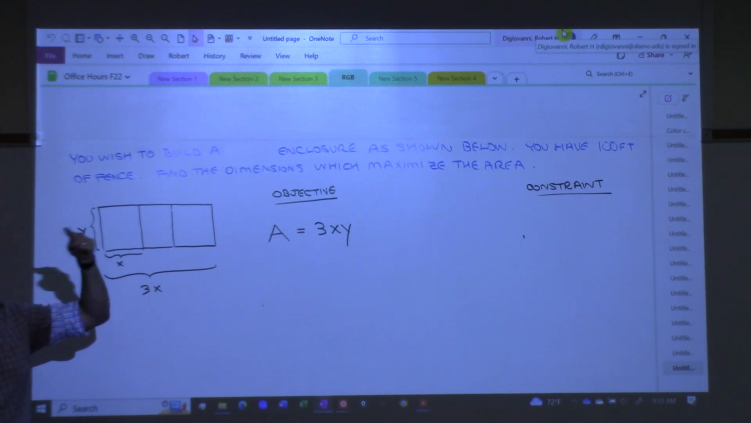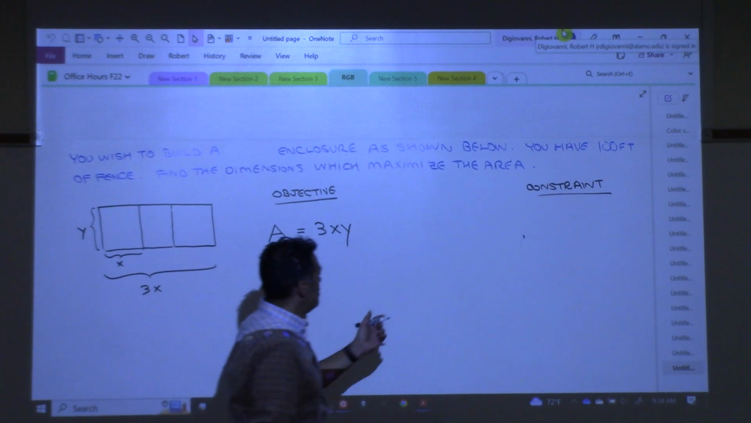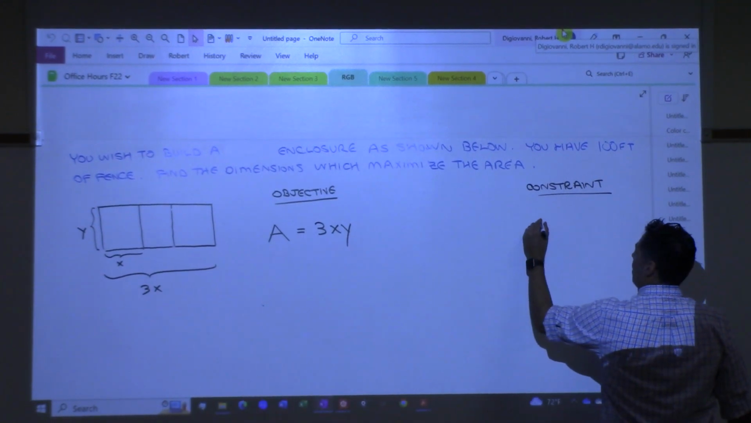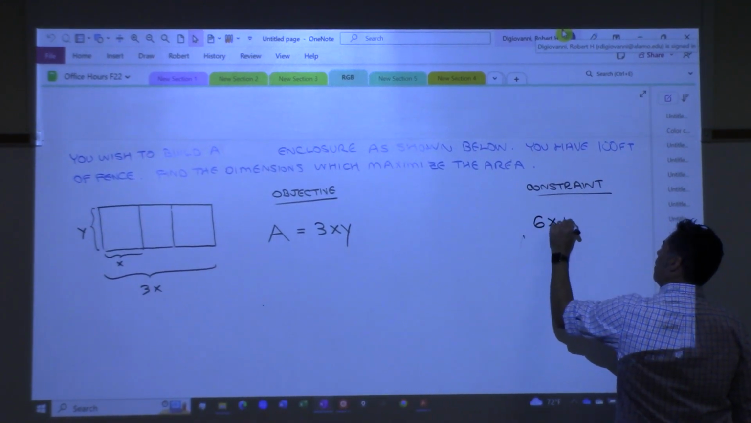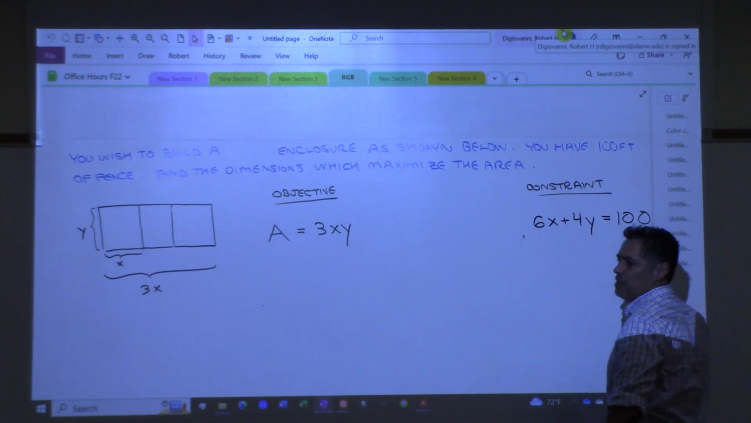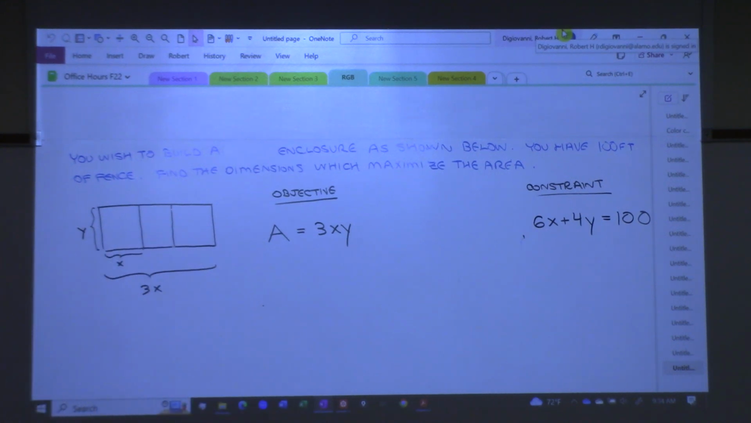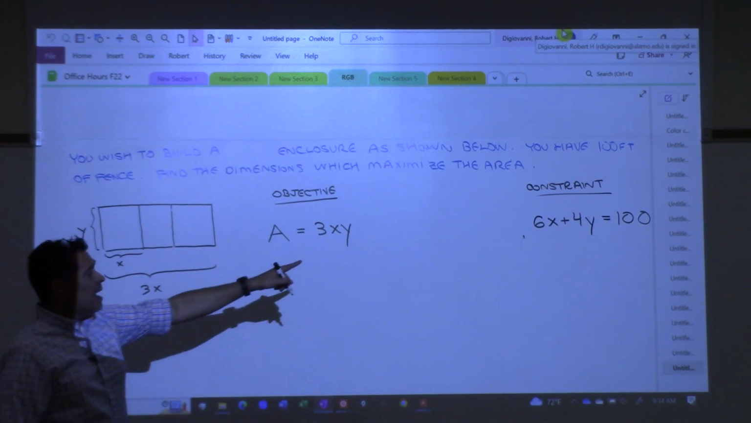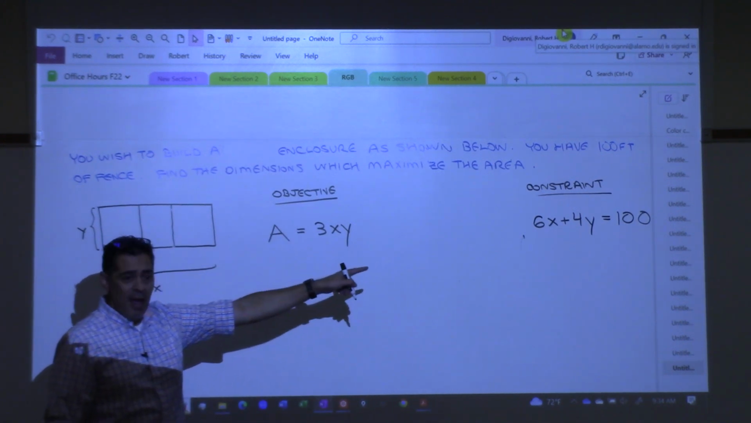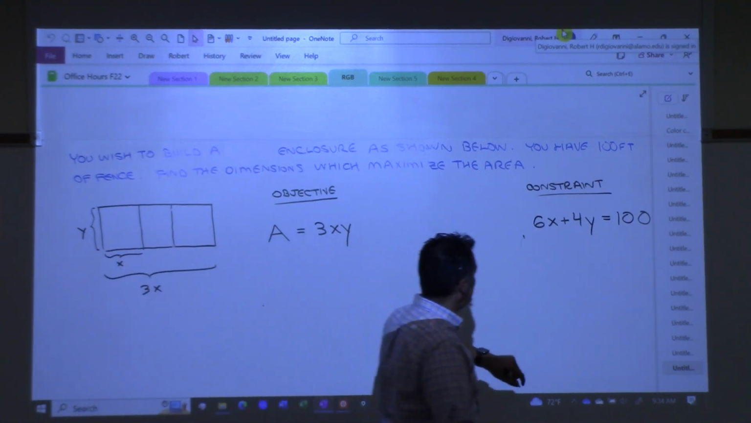See, it's not a perimeter anymore because I've got these partitions in the middle, right? So what I know is that 6 x's plus 4 y's has to be 100 feet of fence. That's my constraint. See, it's a little more complicated when it's not a rectangle because you got these little pieces in the middle to worry about. I can do the same thing I did a second ago. I can solve that for y and come back and plug it in over here. That's what I'm going to do now.